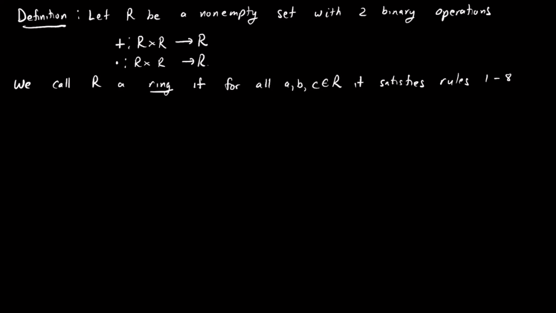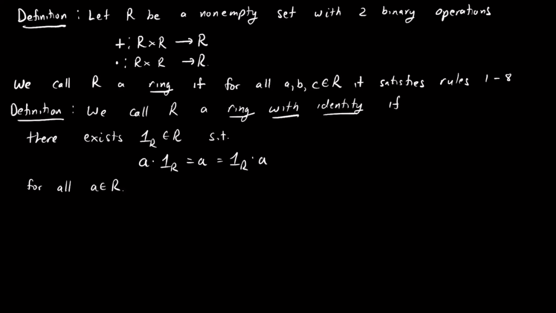Now, there are other kinds of rings that we'll encounter, and I want to talk about these for the time being. The first is what's called a ring with identity. A ring with identity is a ring, so it satisfies the rules 1 through 8, but now we assume that there's a special element 1 sub R in my ring, such that a times 1 sub R is always equal to a, and 1 sub R times a is always equal to a, and this is true for all a in R. This is something that behaves like the number 1.